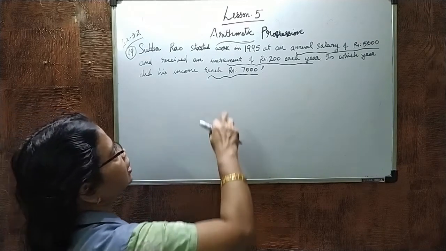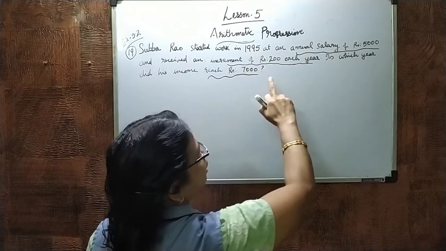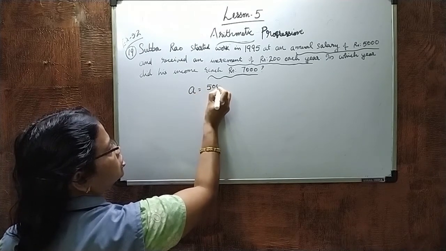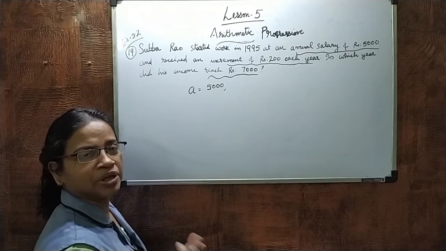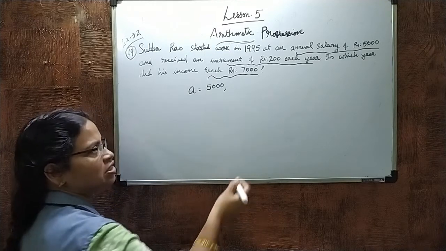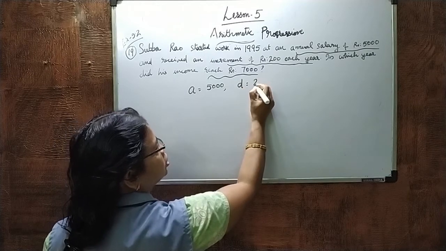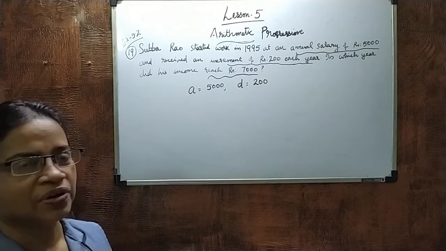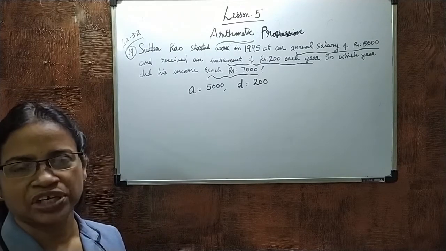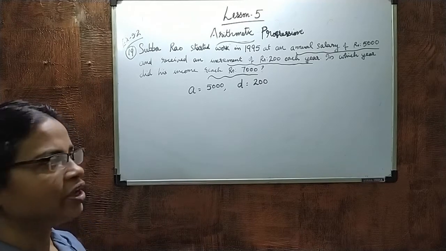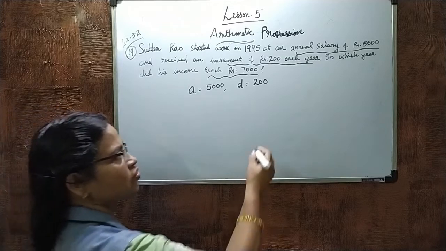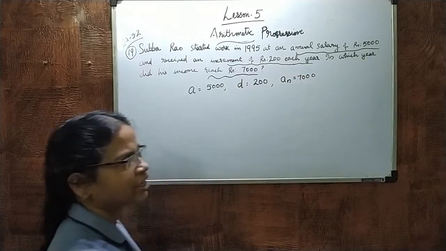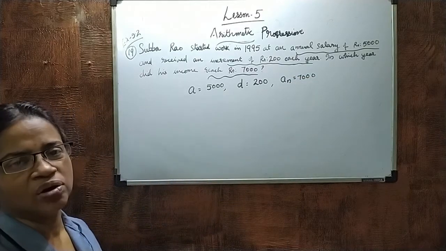So what all things can we say? He started his work in 1995 at an annual salary. That means A1 or A will be 5,000. Right? Then increment means bonus adding each year. That means that will be D, rupees 200. Right? In which year did his income reach rupees 7,000? At the end, 7,000 he got. So what will be 7,000? 7,000 will be AN. Then what you have to find out? In which year? That means N you have to find out.